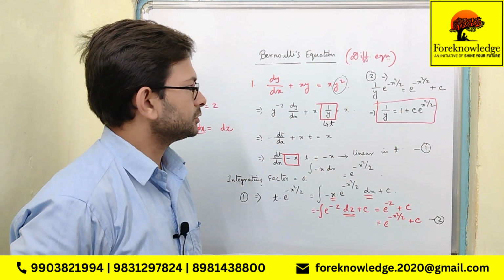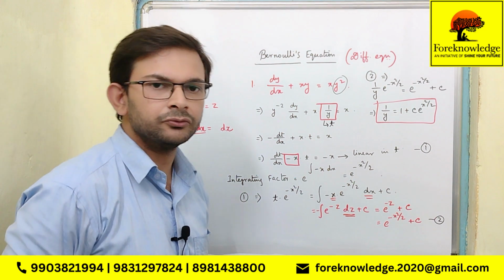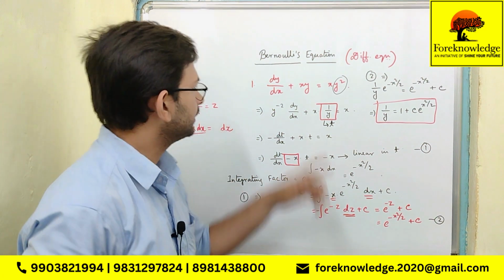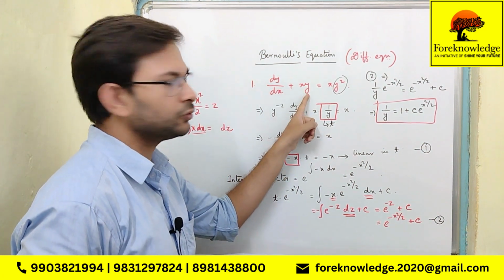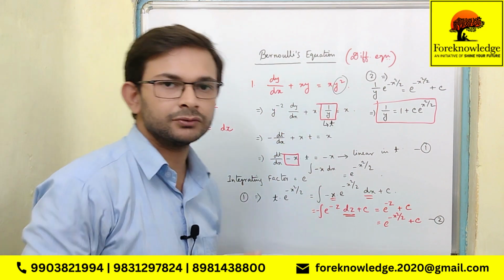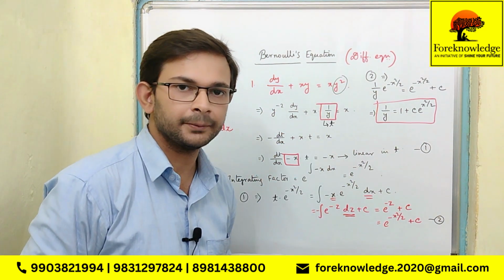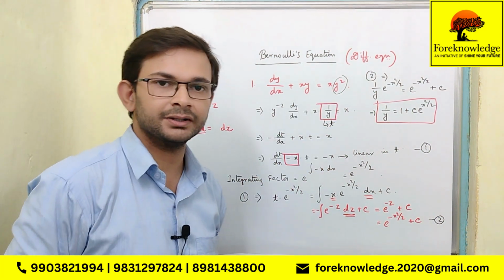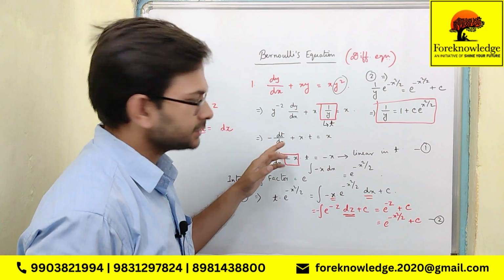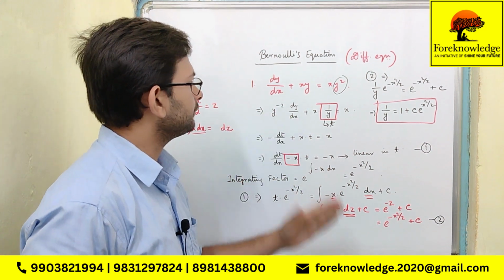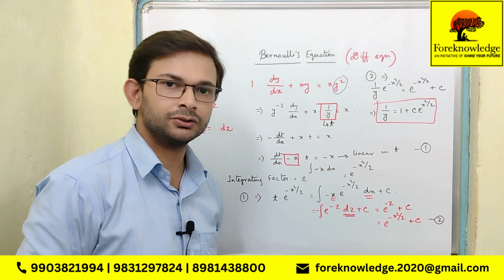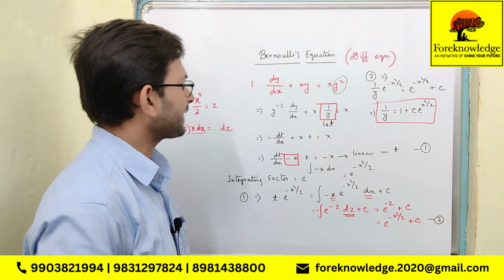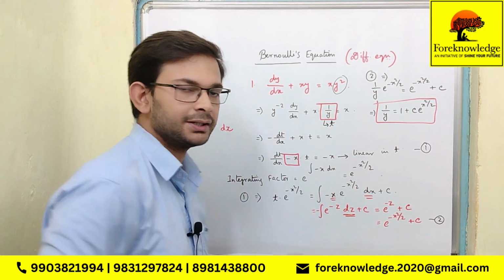Okay, so what did we do in the entire problem? First, it is given in the Bernoulli's form, dy dx plus p x into y equal to q x into y to the power n. Here n was 2. So we divided the entire equation by y square, both sides. Now we are getting y to the power minus 2 dy dx plus x into 1 by y equal to x. Now we replaced 1 by y by t, and accordingly we changed the entire equation.